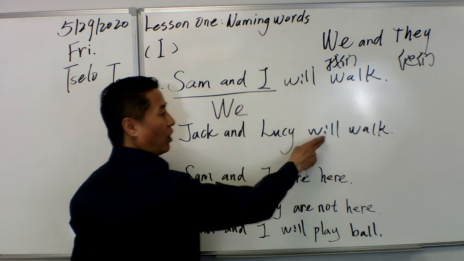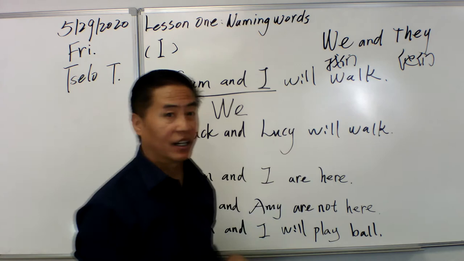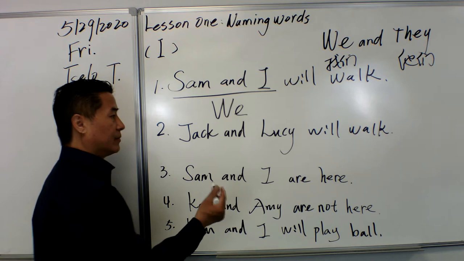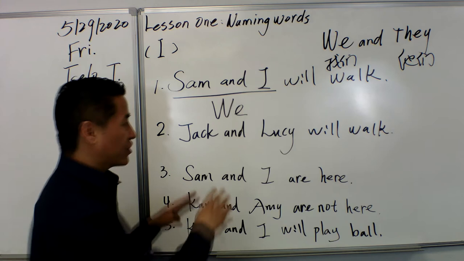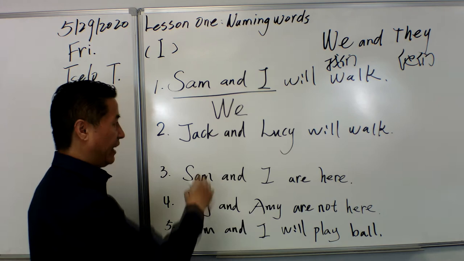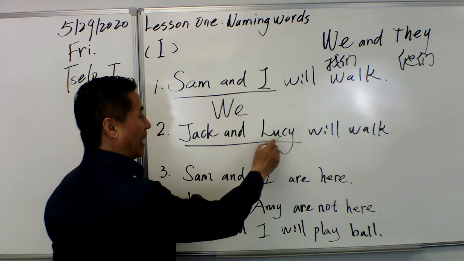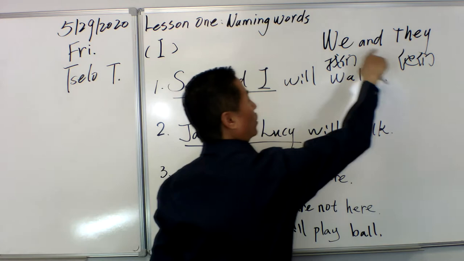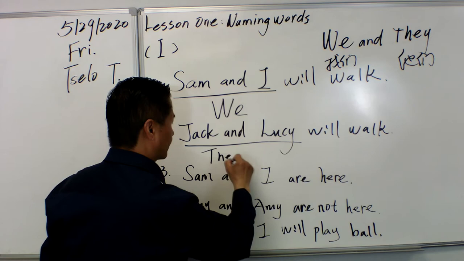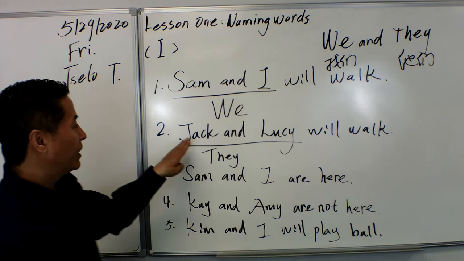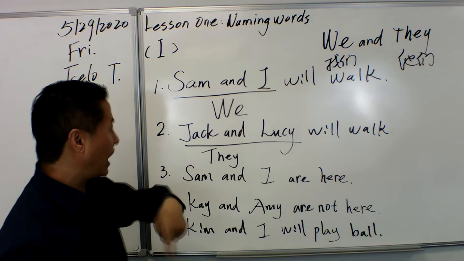Good. Let's look at number two example. Jack and Lucy will walk. 一样的句型。Jack 人的名字，and 和，Lucy 人的名字，will 将要，walk 将要走路。Jack 和 Lucy 将要散步走路。那这个地方因为没有包括我自己在内，there's no me or no I included. So all of them are third parties, 全部都是第三人称。So what do you think? Jack and Lucy will walk. Are you going to use we or they? You're going to use they. You can say they will walk. Jack and Lucy 是两个人，你把这两个人代替成 they 他们，就说 they will walk.